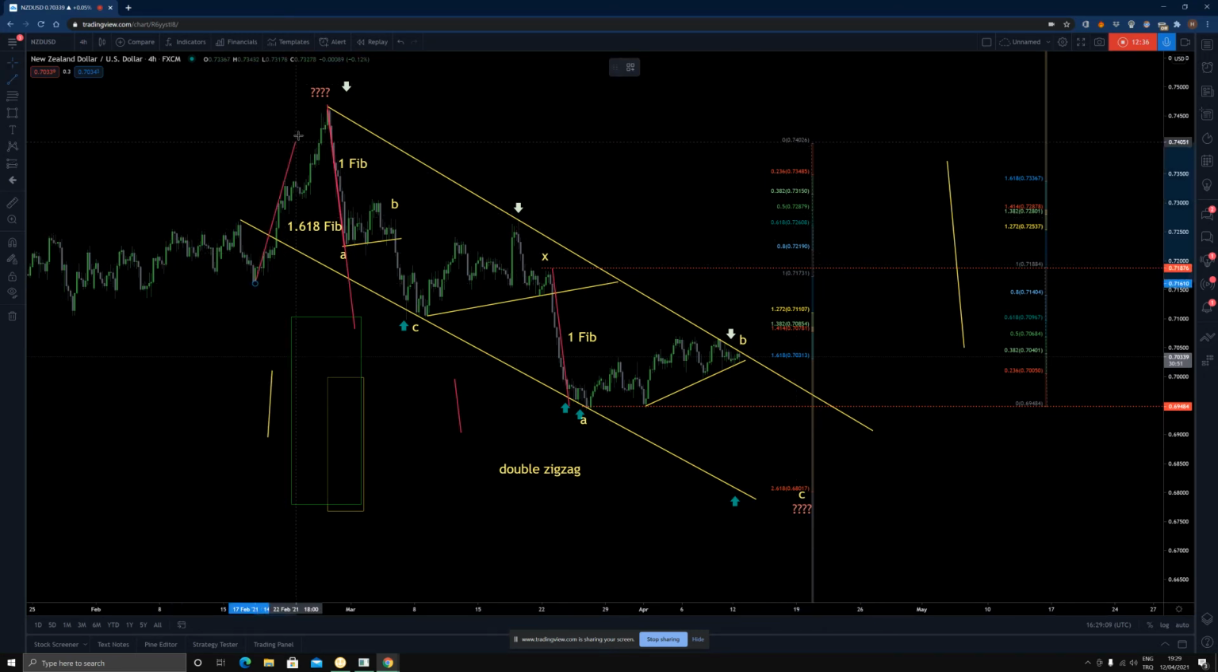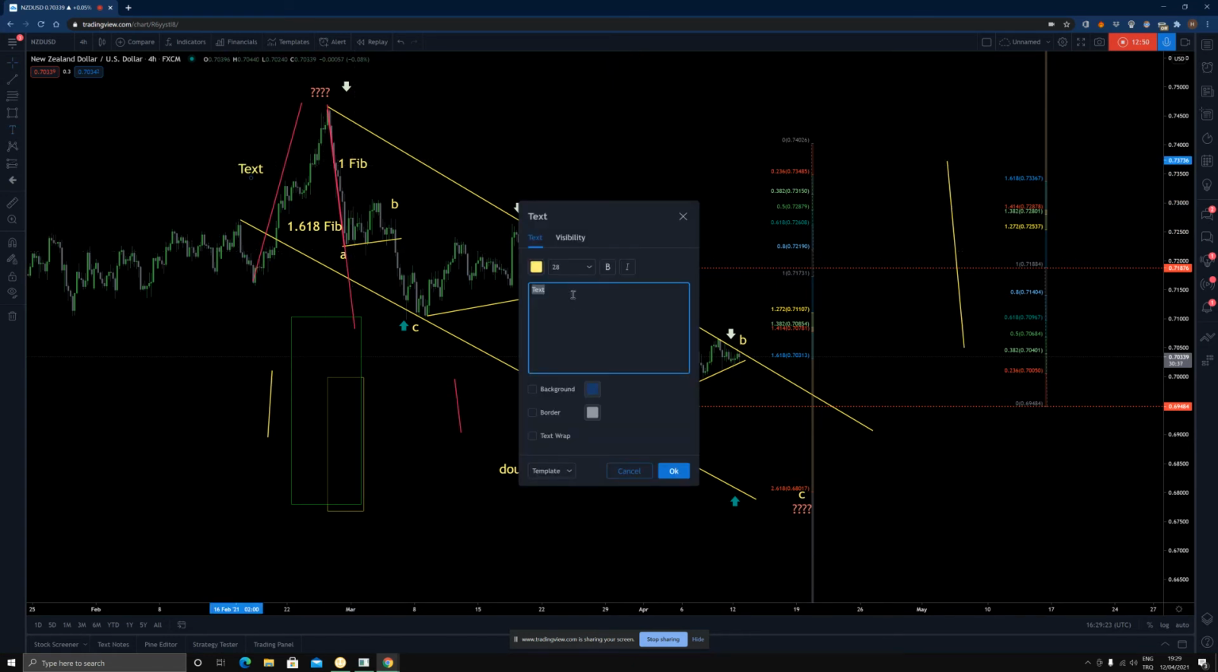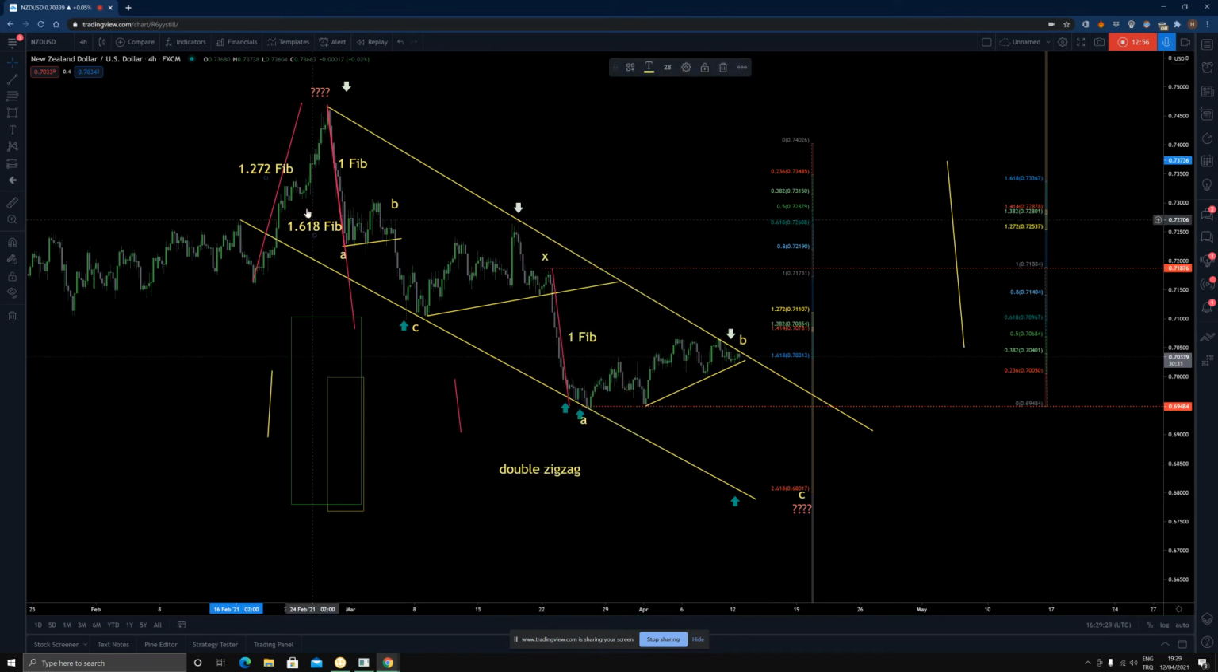Let's, for example, look at this one. So this one, does it have any relevance here? As you can see, it's 100 to 1.272. So 1.272 fib here. Okay.